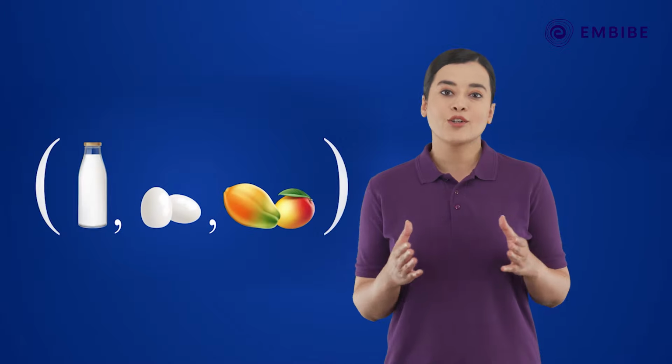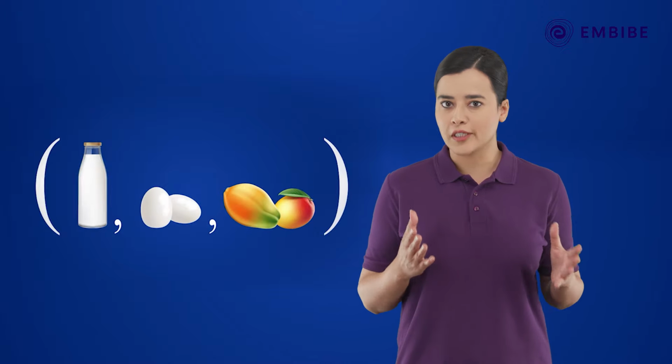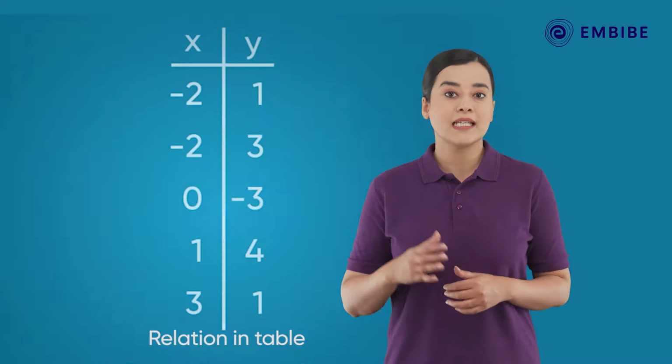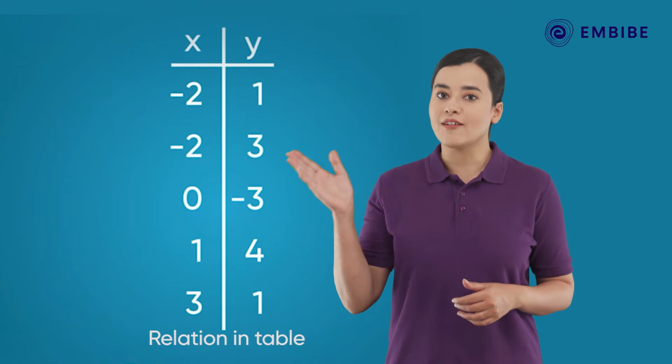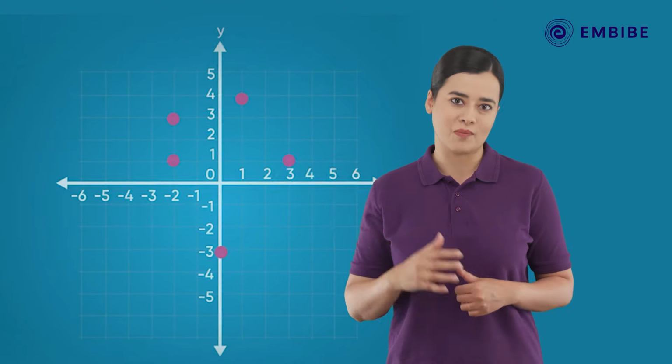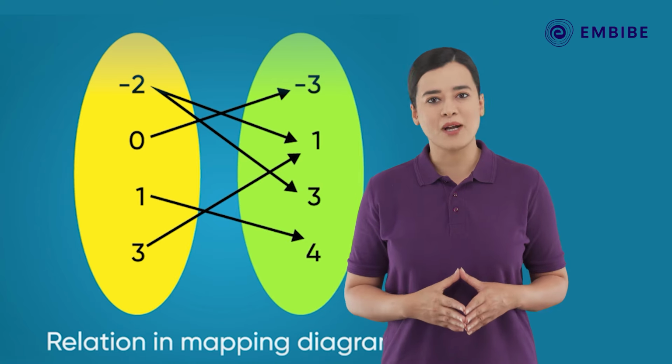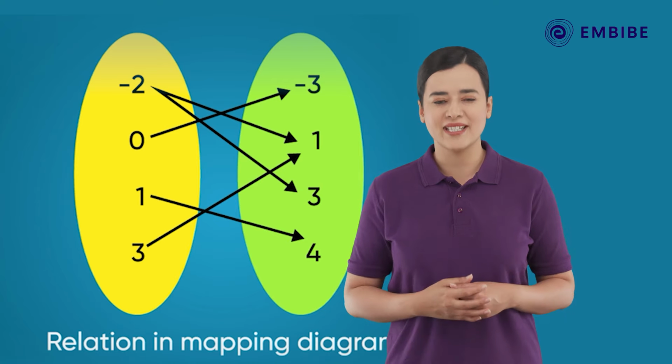Now that you've learnt about all the 3 representations of a relation, do it yourself. Take the relation in one form and write it in the other 2 forms. We will learn more about relations and functions in our upcoming sessions.